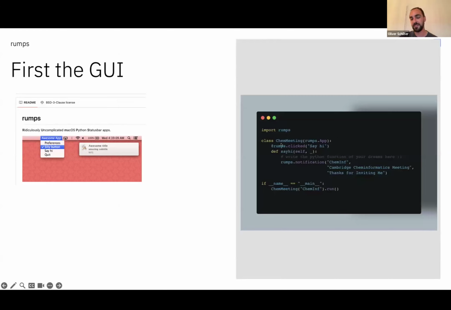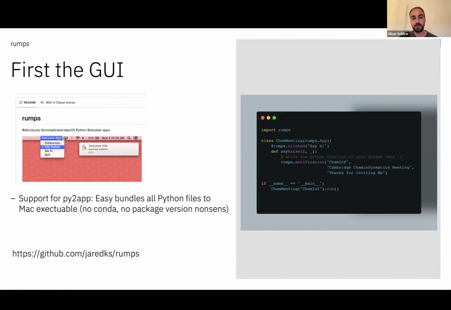With, let's say, 5 to 10 lines of code, you already get an app similar to what is shown here on the left. Then you can bundle these apps, so you can easily use py2app and so on to package these Python files into a Mac executable. It's similar to an exe file on Windows, for those not familiar. And in this app file, there are all the packages and Python versions you need for running the app. So even when a dependency breaks, as long as you packaged it while it was working, it still works later on. On the lower left side, you can check out the GitHub for rumps.